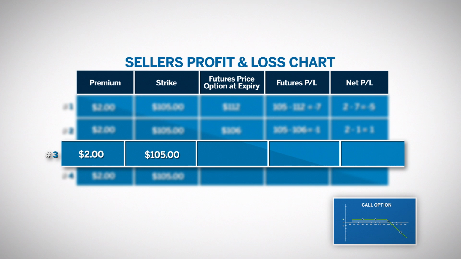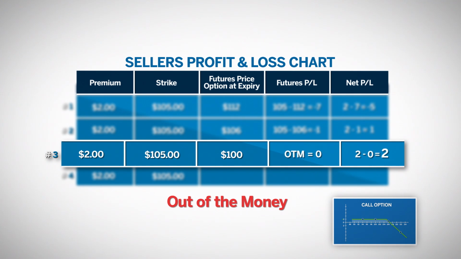In scenario number 3, the futures price at option expiry is 100. This option is out of the money and will not be exercised. There will be no loss from futures. Therefore, your $2 collected in premium will become your total profit.